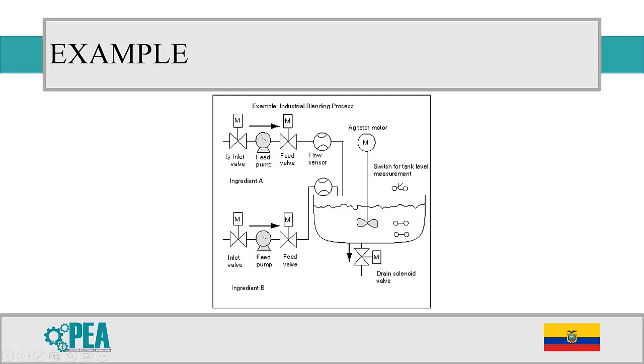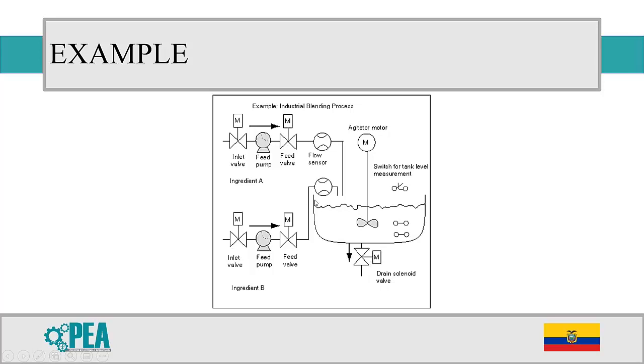So here you can have a view of the sketch in which you have an inlet valve, a feed pump, and a feed valve, plus a flow sensor for each ingredient. The configuration for ingredient A or ingredient B is basically the same. Then the mixer has an agitator motor and a switch for tank level measurement. So this switch will tell you if the tank is full or it is more or less empty. And finally, you will have a drain valve.